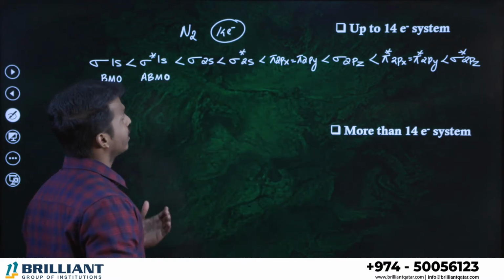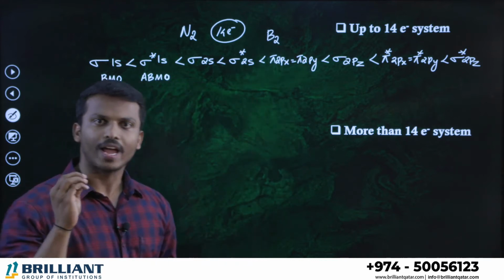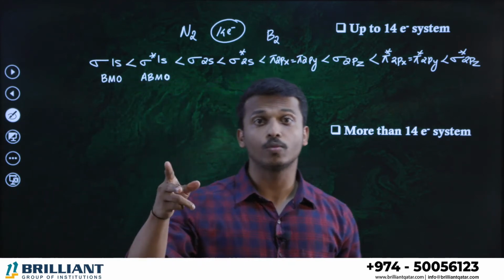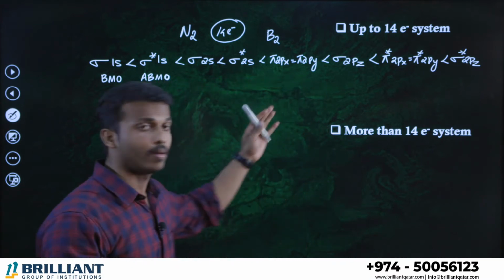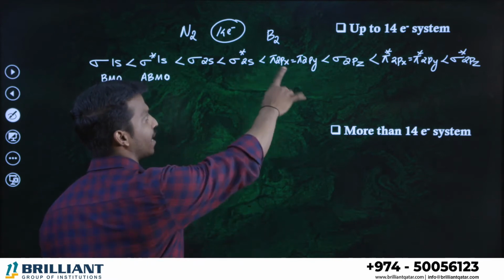Another example: the B2 molecule. What is the atomic number of boron? 5. So the B2 molecule has 10 electrons. So up to and including 14 electron systems, you can apply this equation.